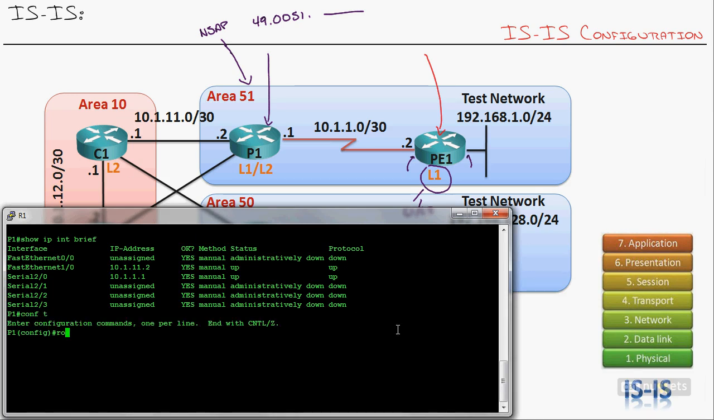So global config mode, router ISIS, just like before. By the way, if you do use a tag there, it's not like an autonomous system where it has to agree between the sides. It's like OSPF, where it's all local. You just have to remember what tag you've used. Okay, so I'm under the router. I'll do the net command, net 49.0051. So it's the same area as PE1.